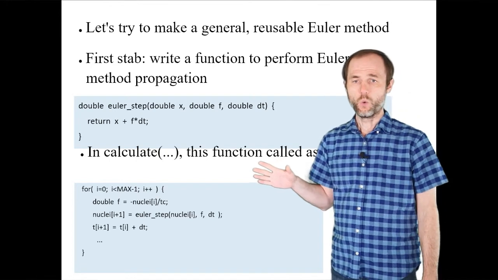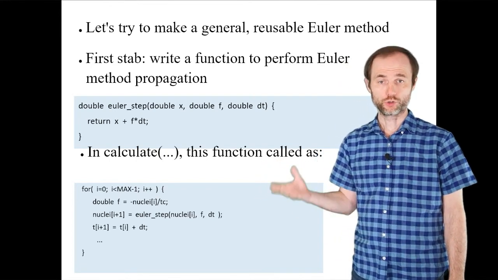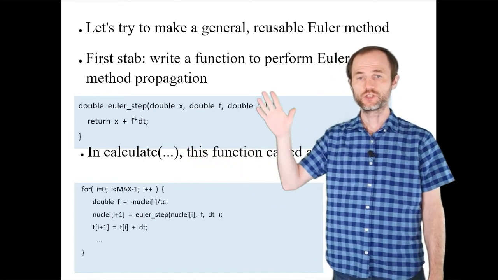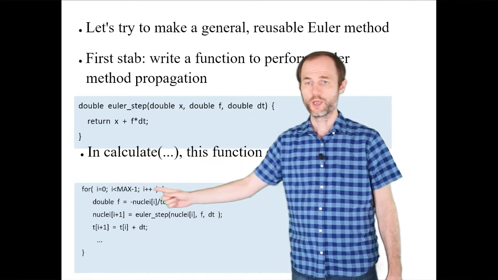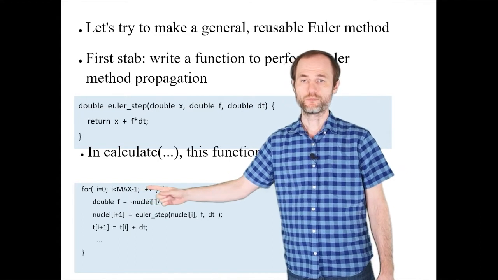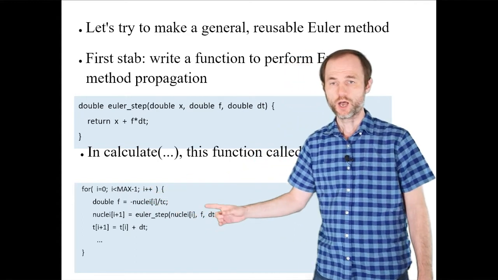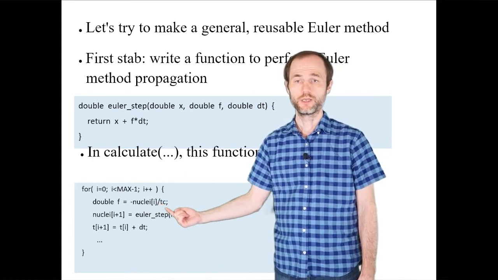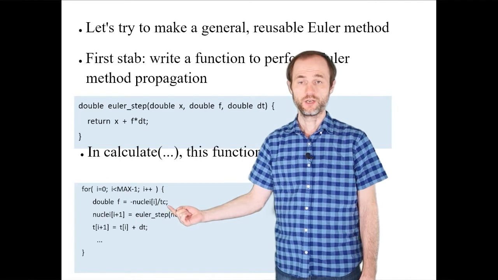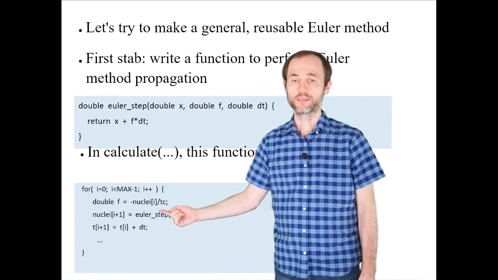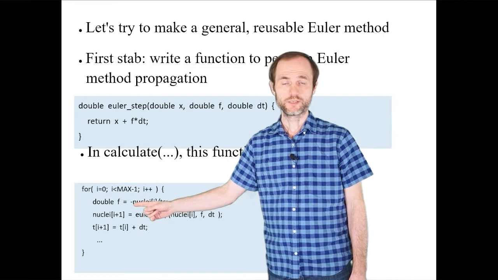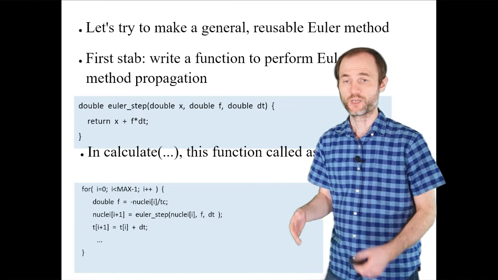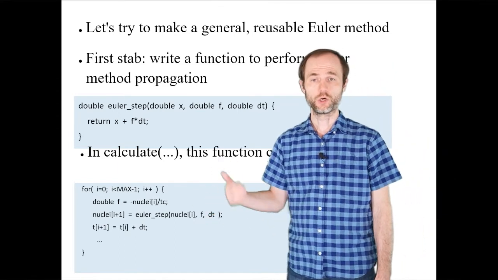So what are we going to do in order to call this function? In the function calculate, this function is called in the following way. In a loop from 0 to the max number of steps minus 1, we're going to compute the right-hand side, which is the number of nuclei divided by the half-lifetime, and with a minus sign, because of course the right-hand side is negative because we're dealing with a nuclear decay. The number of nuclei goes down in time.